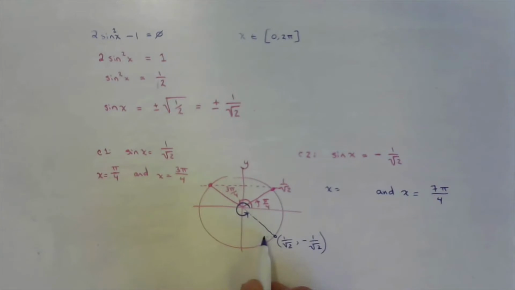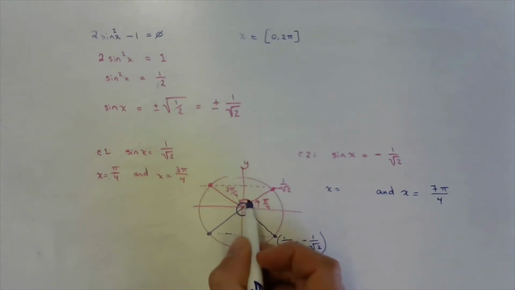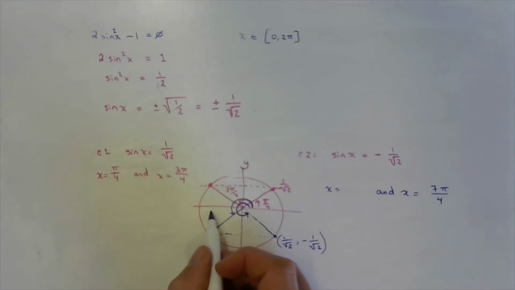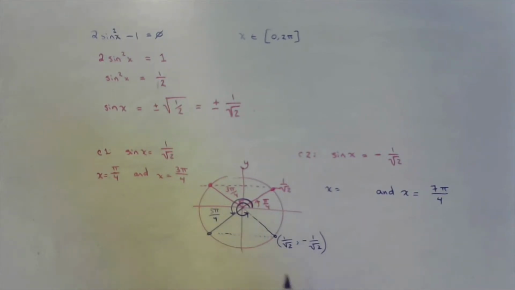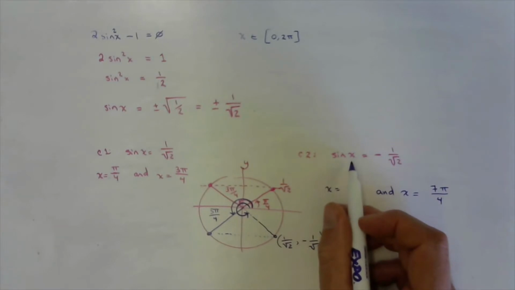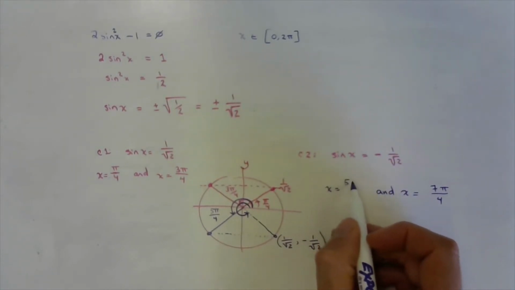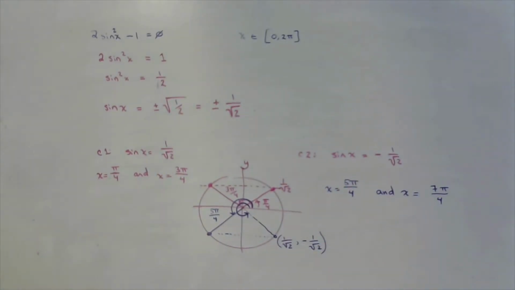And then it's going to have the exact same y value as this angle, which comes around. Basically, we need to take off pi over 2, which leaves us with 5 pi over 4. So the other angle that gives us a sine ratio of negative 1 over radical 2 is 5 pi over 4.